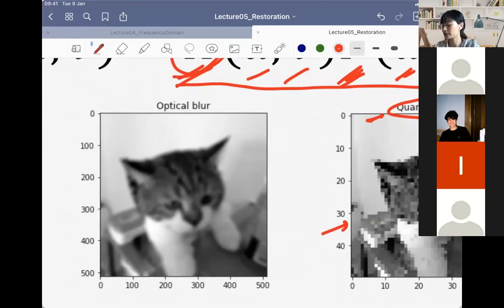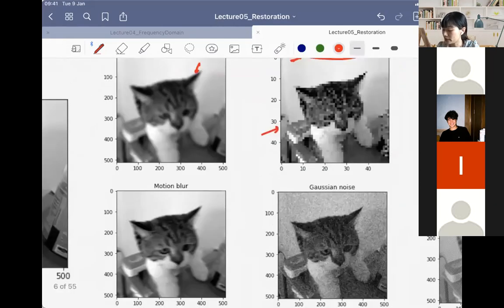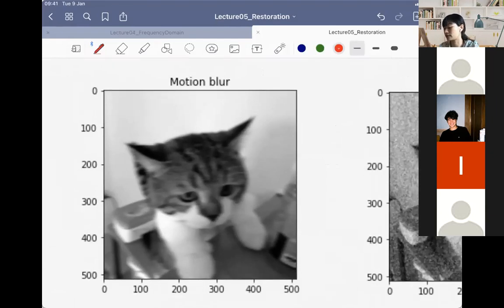Moreover, you have optical blur. So the image is blurred, and you cannot see the image very clearly. Anything else? There is motion blur as well. Do you think this image is motion blur or not?